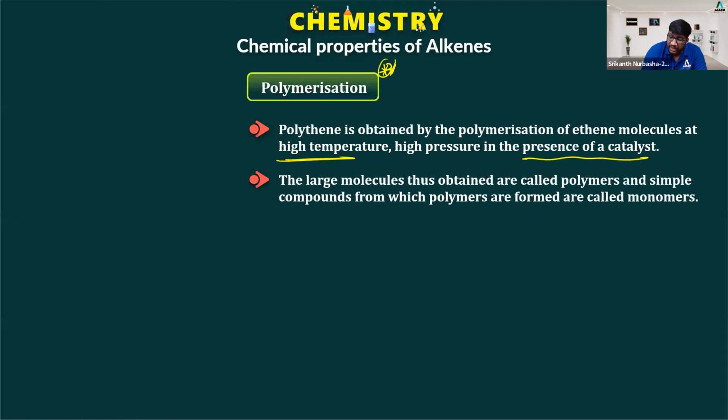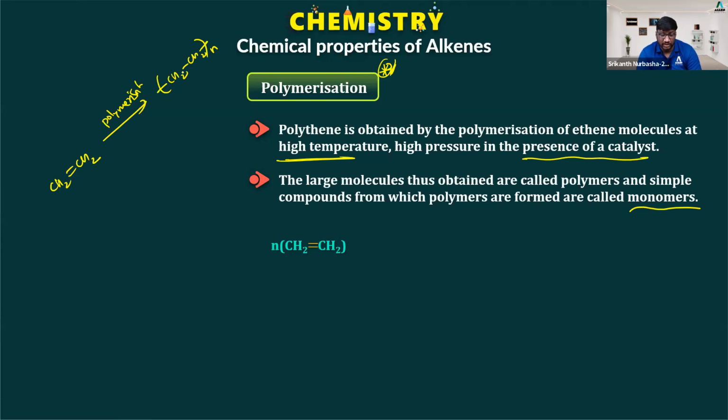The large molecules thus obtained are called polymers, and the simple compounds from which polymers are obtained are called monomers. If you take n CH2=CH2, that is n molecules of ethene, upon polymerization you will have CH2 repeated n times. There's a difference: n CH2=CH2 are n monomer units, and upon polymerization they form the repeating CH2 unit. That means polythene is obtained, where the carbons are simply connected to the next two groups.